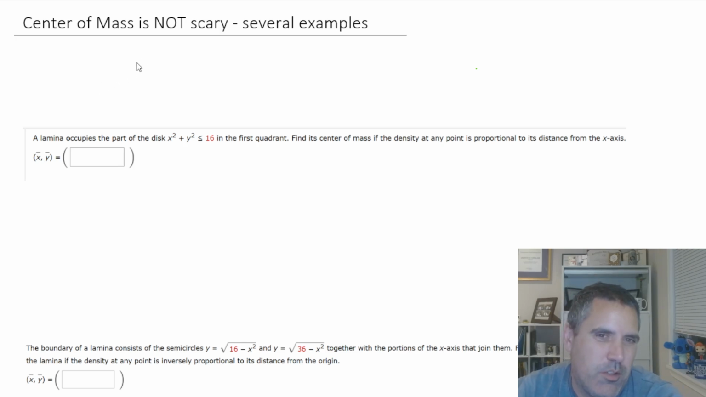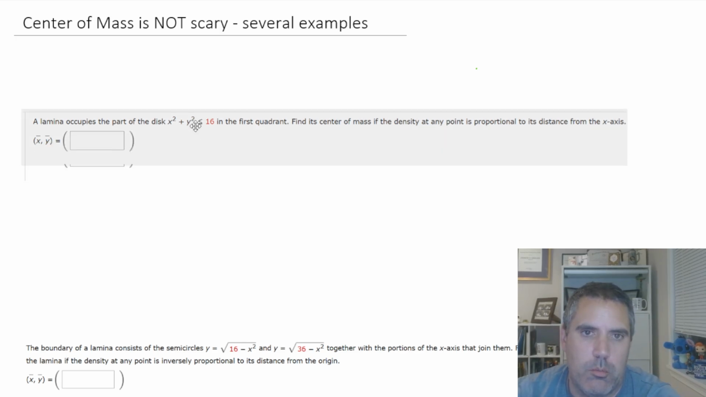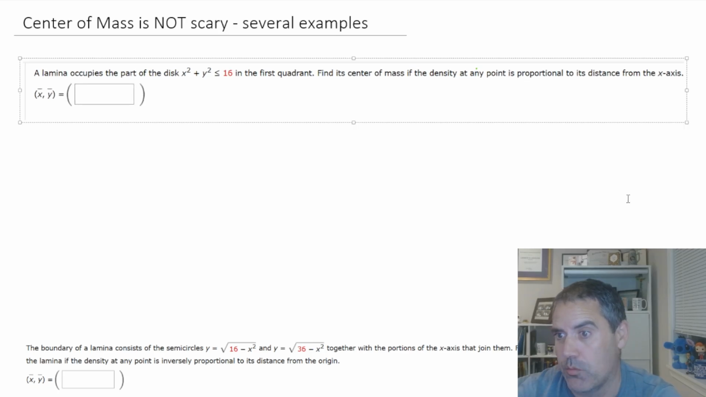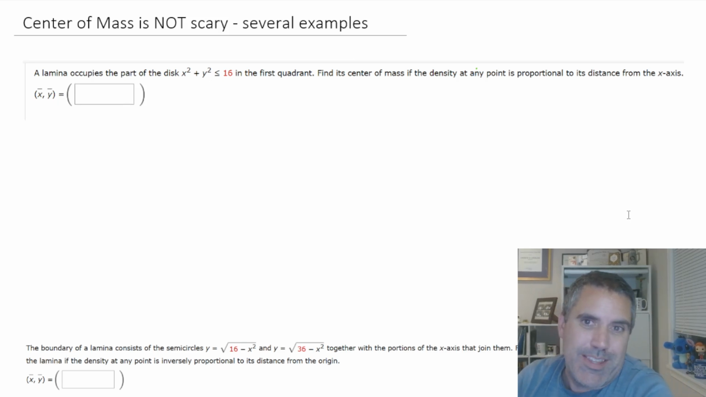Mostly it's just a chance for you to show us integration, but really the goal is for you to see something beyond volume. Okay, so let's look at a couple of homework questions. The homework questions are a little longer than an exam question would be, and then we'll look at some exam questions. So a lamina, which means a thin plate, occupies the part of the disk in the first quadrant.